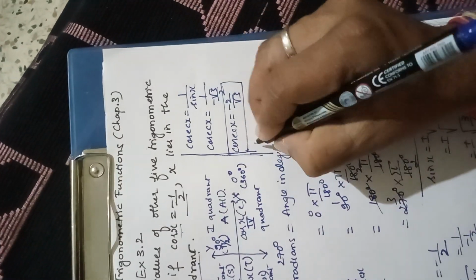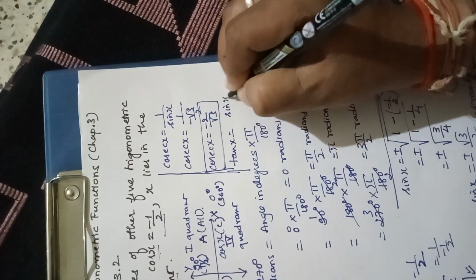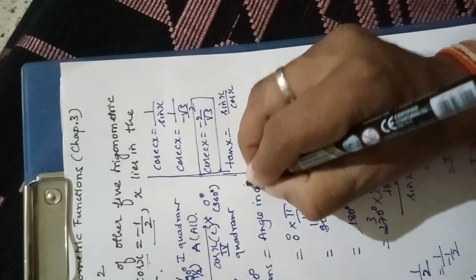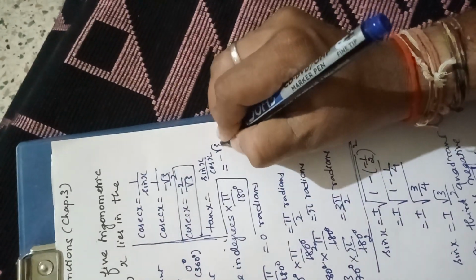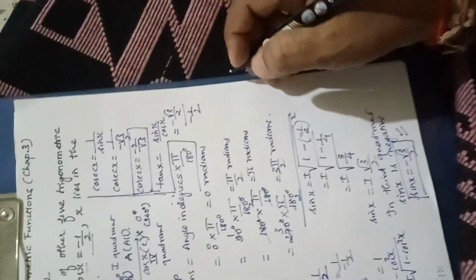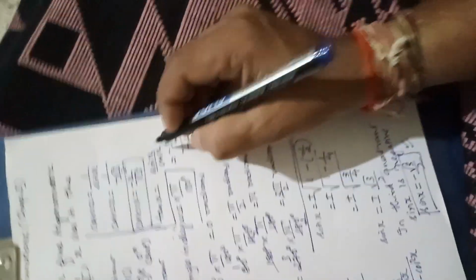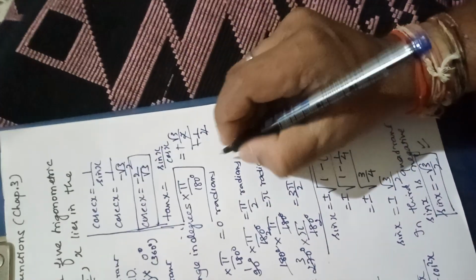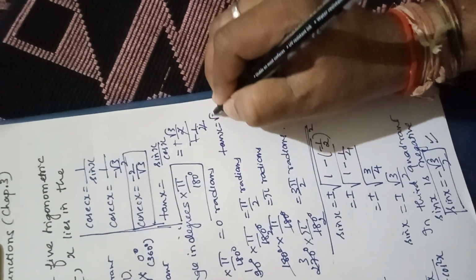Next, how do we find out tan x? We know that tan x is sin x by cos x. So here sin x is minus root 3 by 2, cos x is given as minus 1 by 2. If you simplify this, we'll get tan x as root 3 by 1, which is root 3.